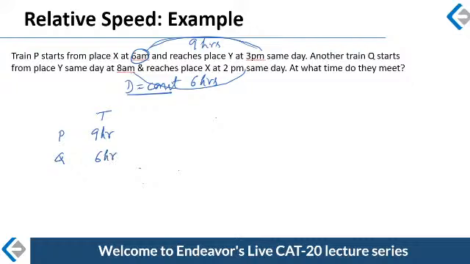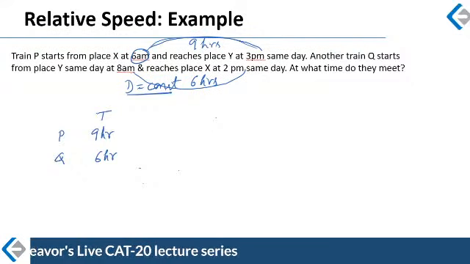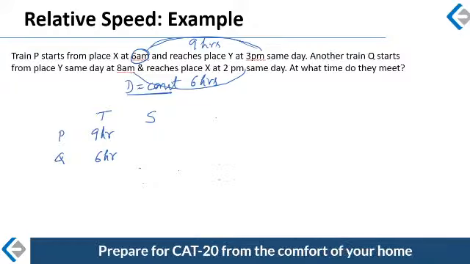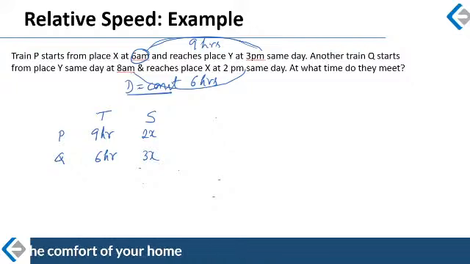Q is taking 6 hours. This is clear to us. Therefore, what about the speeds? Speeds will be in the inverse ratio. Therefore, what is the speed here? Speeds will be in the ratio of 2x and 3x. Why? Because the time ratio is 9 by 6. Therefore, speed ratio is what? Inverse ratio, 2 by 3.